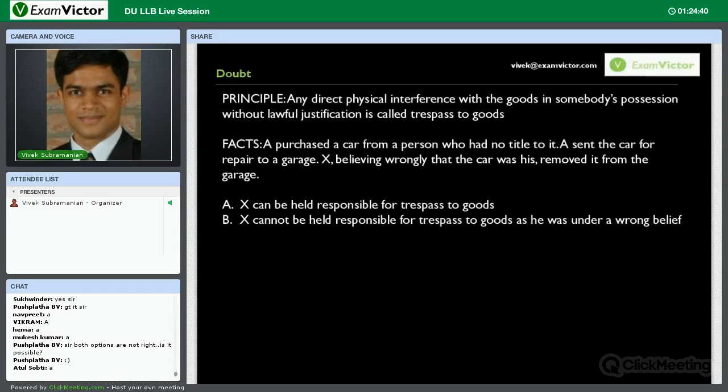Now let's see again what is trespass to goods. As per the principle, any direct physical interference with the goods in somebody's possession without lawful justification is called trespass to goods. Now you will notice that what is required for this principle to apply is that goods must be in somebody's possession. That possession may be with title, without title. It doesn't speak of the title, it doesn't speak of ownership. It only says that goods are in somebody's possession.